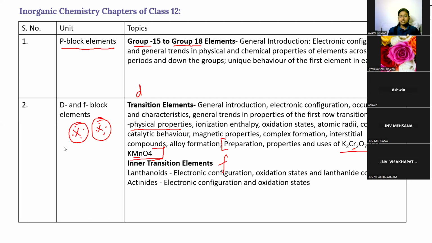Then at last, coming to inner transition elements, which are called F block elements. It is a very small topic, which includes lanthanoids and actinoids: configuration, oxidation state, lanthanoid contraction. Actinoid contraction will also be discussed here. But it is one of the most important lessons.